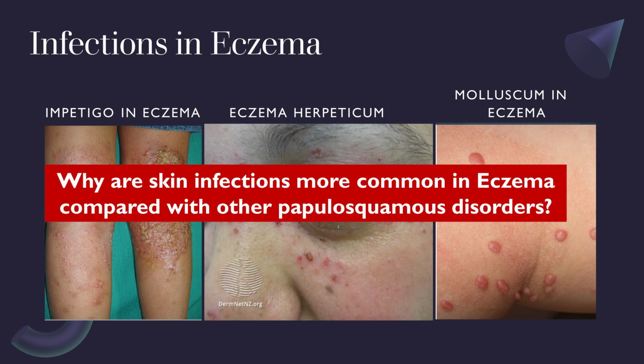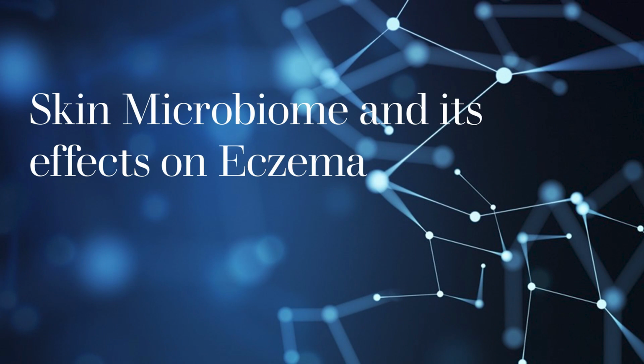Okay, so the big question is, why are skin infections more common in eczema compared with any other papulosquamous eruption that you can think of? There is psoriasis, we've all seen it. Psoriasis can be very extensive, yet we don't see infected psoriasis as much as we see infected eczema. Why is that so? That's a key point to ask and to answer. So I hope to answer it today, okay? In order to answer it, I need to tell you more about the skin microbiome and its effects on eczema, which it does not have on the rest of the papulosquamous eruptions.